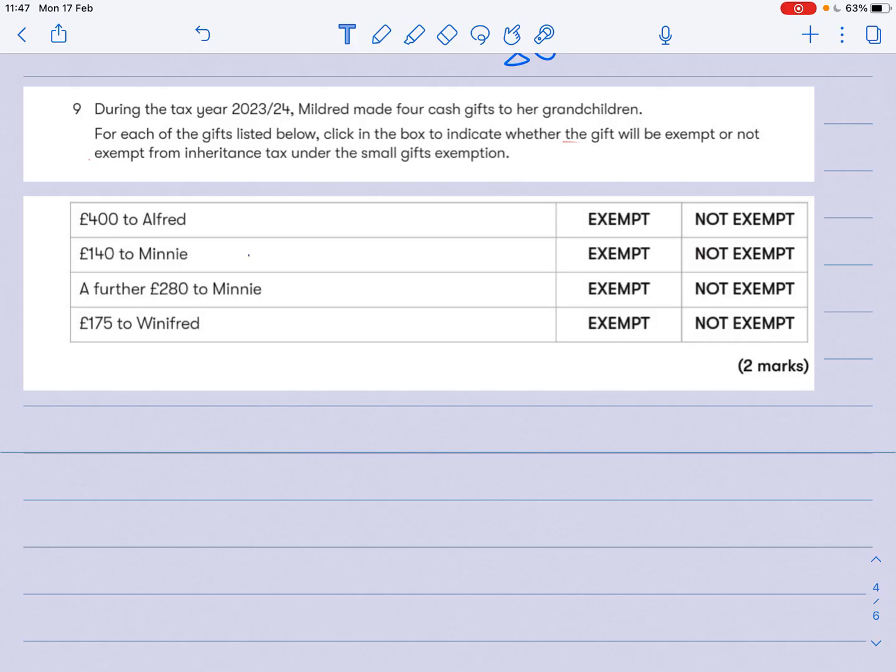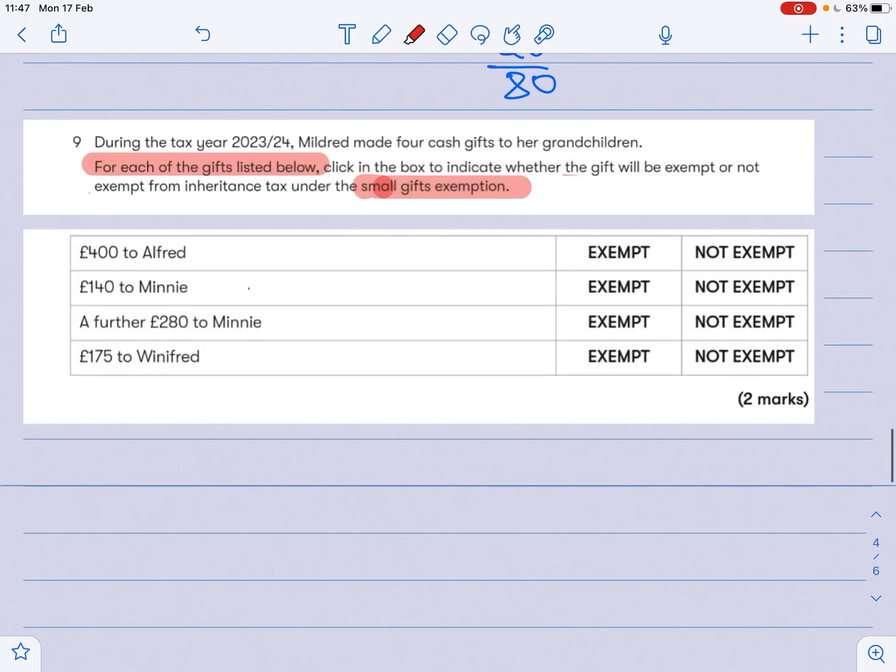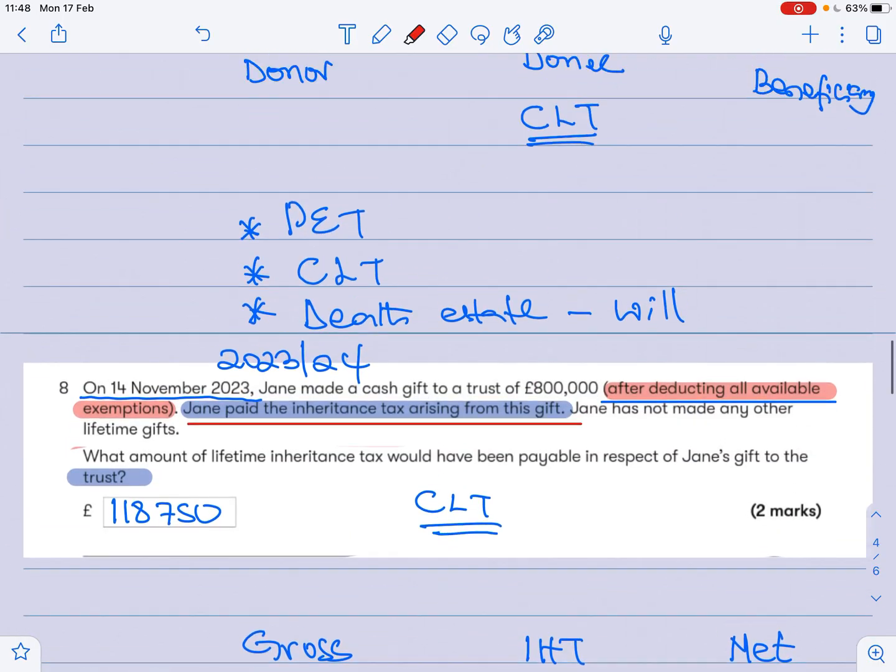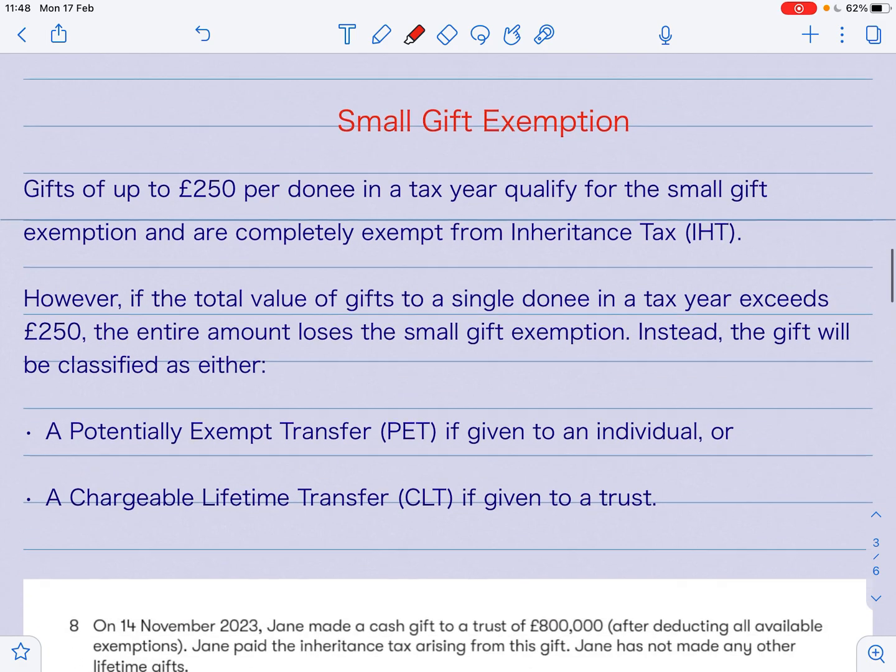So the requirement again is saying that for each of the gifts listed below, click in the box to indicate whether the gift will be exempt or not exempt from inheritance tax under the small gift exemption. So small gift exemption is what this particular question is testing. So let's go to the notes on small gift exemption.